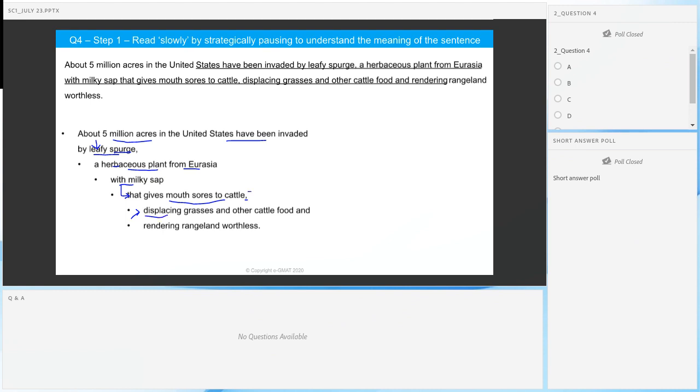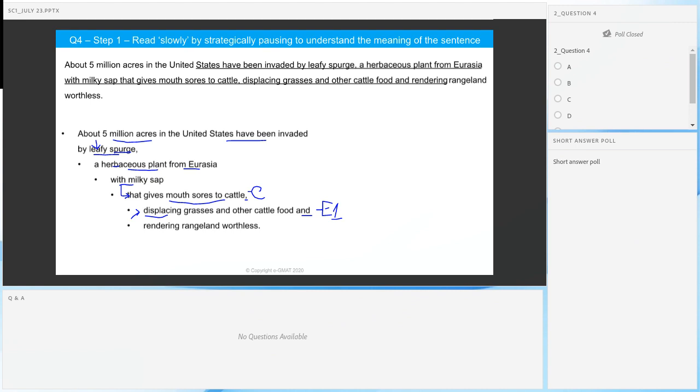So basically, this is my cause. Milky sap gives mouth sores to cattle. Now, the result of this action of giving mouth sores to cattle is that because milky sap gives mouth sores to cattle, it displaces grasses and other cattle food. So that's my effect number one. Why am I saying effect number one? Because I see "and." So I know that there is probably another effect coming up. But that's my effect number one for now.